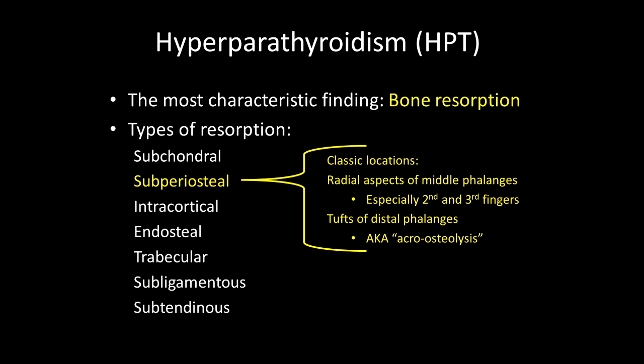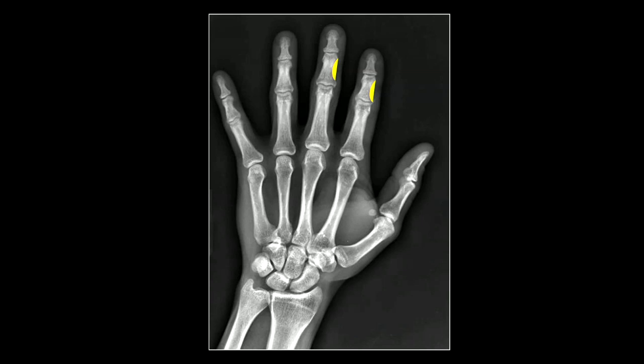The next one I'd like to show is the subperiosteal bone resorption or subperiosteal erosions, the terms that I use interchangeably. There are classic locations for this. So one I already showed, the radial aspects of middle phalanges of second and third fingers, and another which is the erosions of the distal phalanges or the tufts that goes under the name of acroosteolysis. So when you evaluate hand radiographs in all of your patients, pay particular attention to these two locations, the radial aspects of the middle phalanges of the second and third fingers.